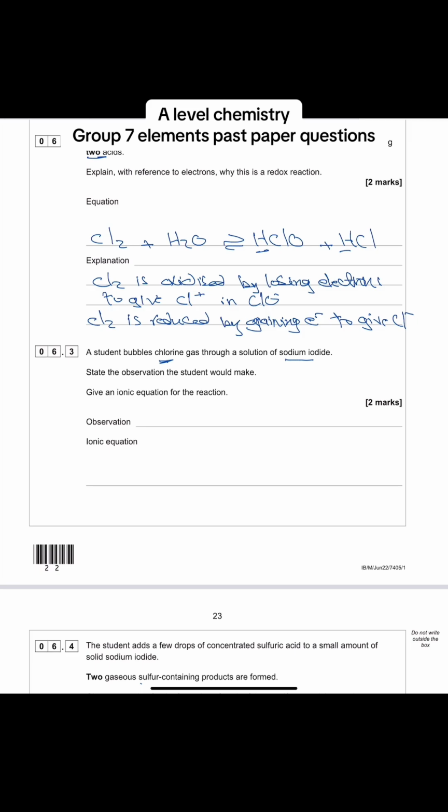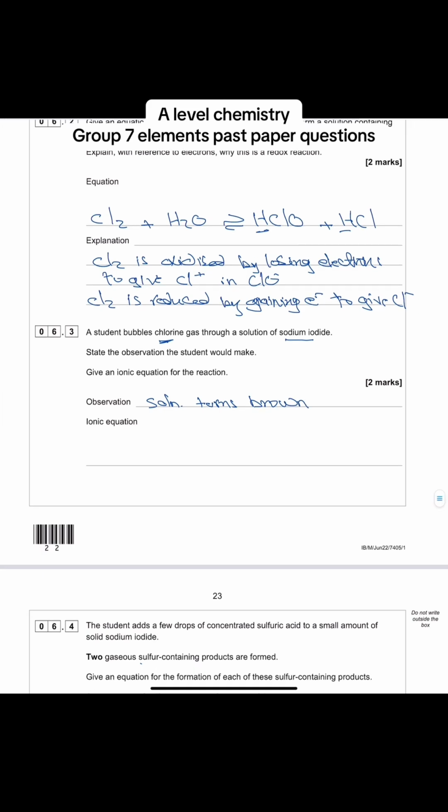State the observation. So the observation: sodium iodide itself is a colorless solution. And when you add chlorine to it, then iodine will be formed and iodine will turn the solution brown. So the solution turns brown. So this is the observation. This is due to the formation of iodine. Give an ionic equation for this reaction. So this is chlorine reacting with the iodide. This is just the ionic equation that will give us two chloride ions and iodine.